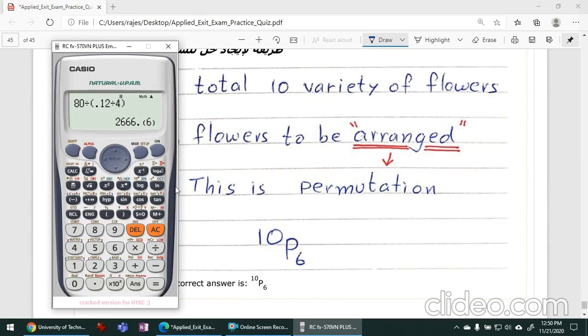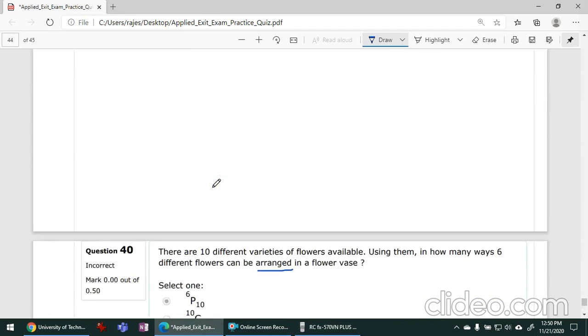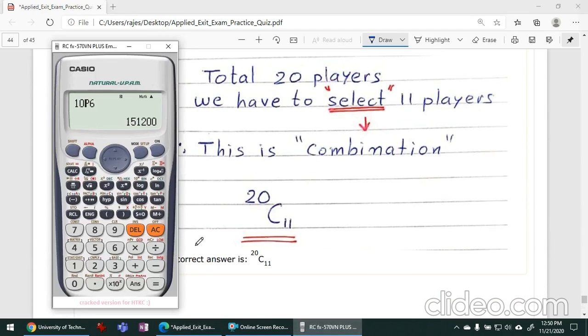Now if you want to find using calculator, how will you find this? You can see here nPr and nCr. If you want to find P, first you will write 10, then shift, you can see the letter P, then 6. This is the answer. If you want to find combination 20C11, first you have to press 20, then you can see nCr here, so shift, divide, then 11. This is the answer.